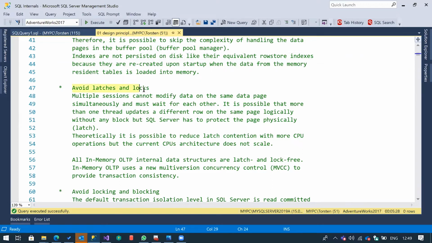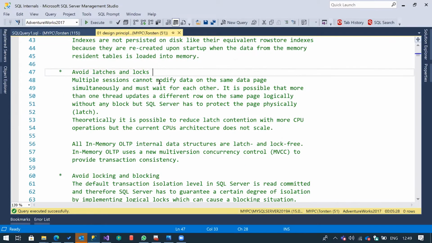Okay, avoid latches and locks. As already mentioned, this is definitely something where we will see a lot of advantages when using in-memory OLTP. That means whenever you see a high wait time on latches, or on locks, which is, I don't know, LCK_M_SUX or whatever.